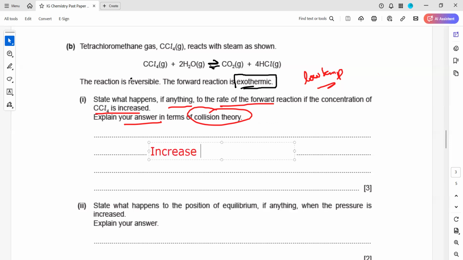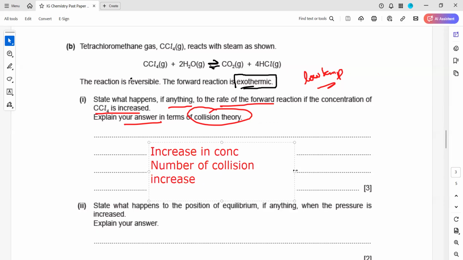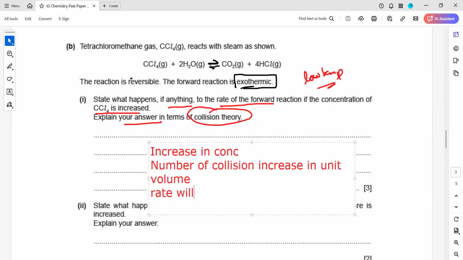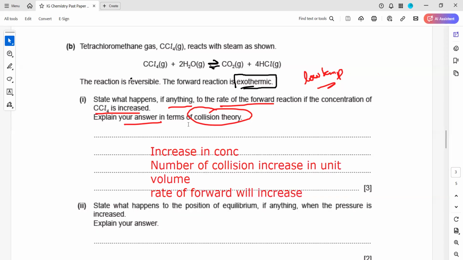If we increase the concentration, there are more particles, so what will happen to the number of collisions? It will increase. More frequent collisions. The collision frequency will increase, or the number of collisions per unit volume will increase. So as a result, what will happen? The rate of the forward reaction will increase. So increasing the concentration means there will be more collisions of the particles in a unit volume. As a result, the rate of the reaction, or the forward reaction, will increase.